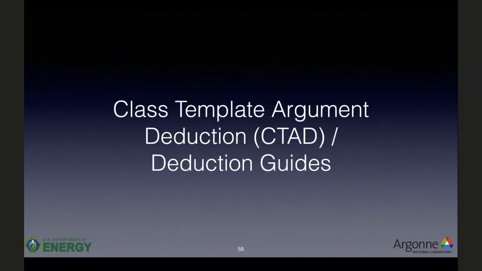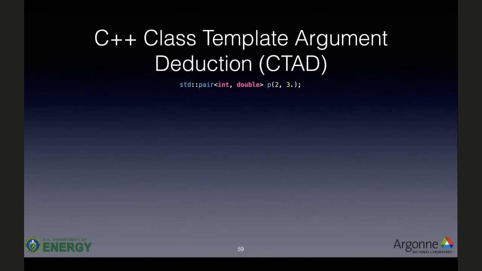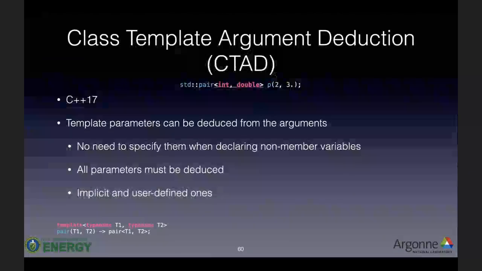Finally, deduction guides. What a deduction guide is: back before C++17, if you wanted a pair of double, you would write it like this, and initialize it. And it turns out we added what's called deduction guides, so you don't have to; you can deduce the template parameters for the type from its arguments.